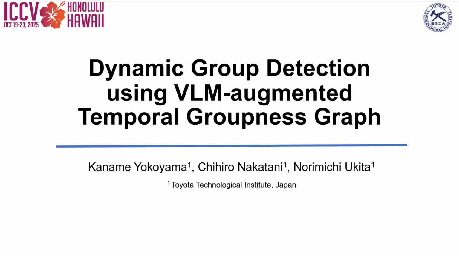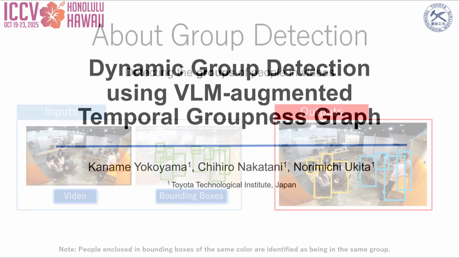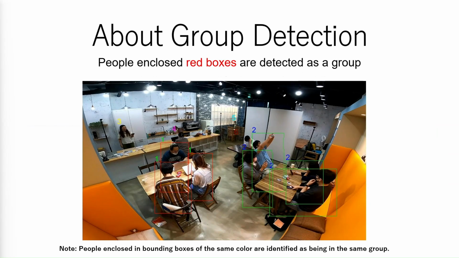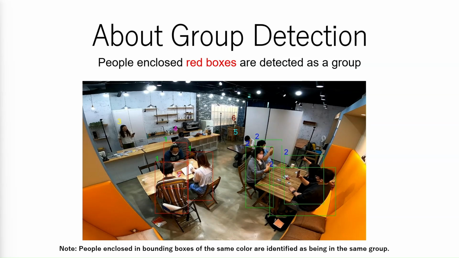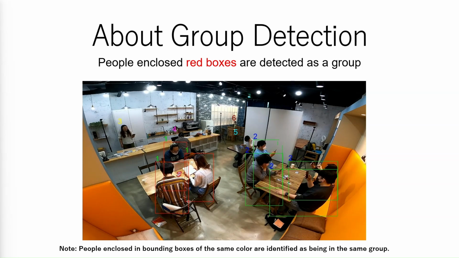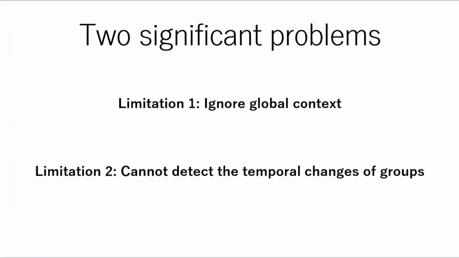Today, I will introduce my research on a task called human group detection. Group detection is the task of automatically finding groups of people in videos and images. For example, just like this. People enclosed in bounding boxes of the same colour are identified as being in the same group. In our research, we focus specifically on videos.